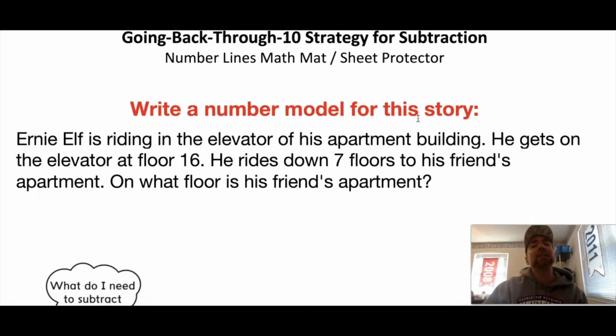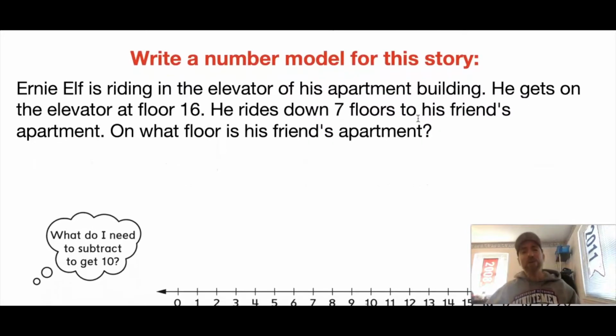So let's go ahead and start with a little warm-up. I want you to write a number model for this story, and you can write that number model right above one of your number lines here. So let's take a look at what our number story is. Ernie Elf is riding in the elevator of his apartment building. He gets on the elevator at floor 16. He rides down 7 floors to his friend's apartment. On what floor is his friend's apartment?